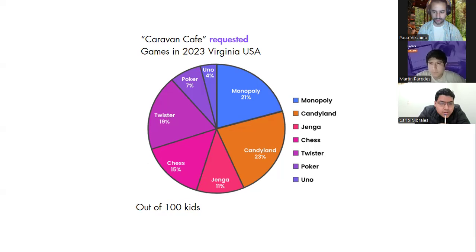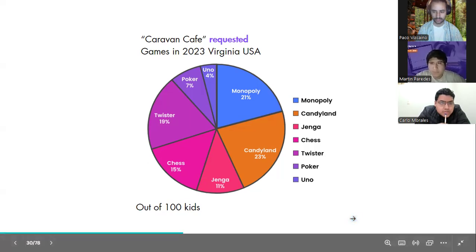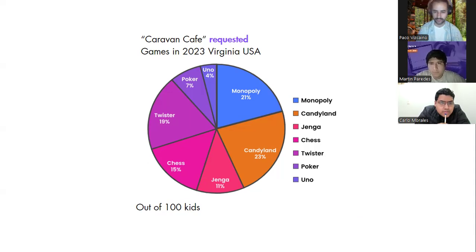Monopoly, 21%. Monopoly is 2 percentage points less than Candyland. Okay, that's a good one. Candyland and Monopoly are the major games in Caribbean Cafe.